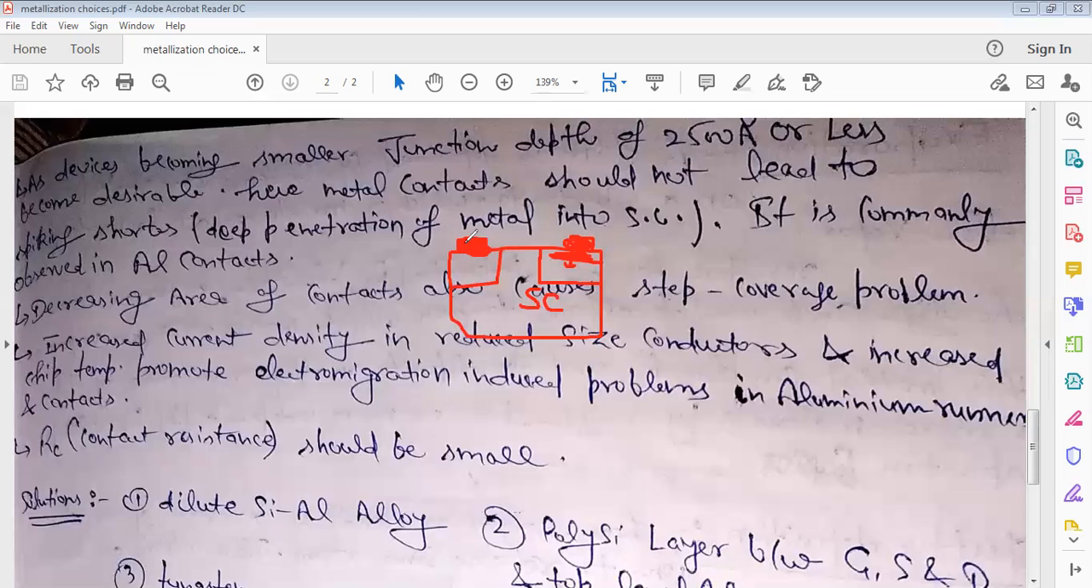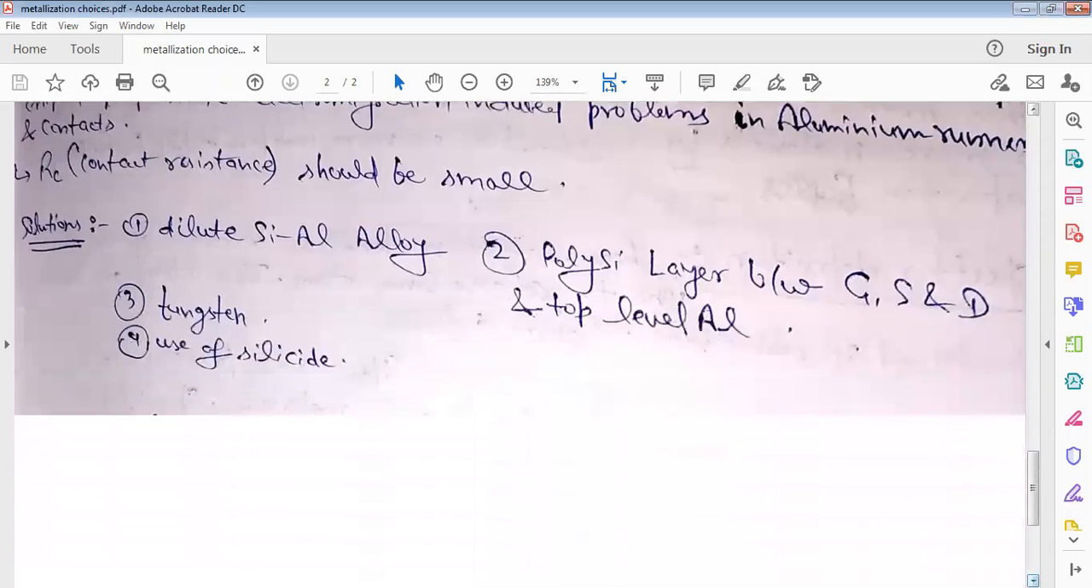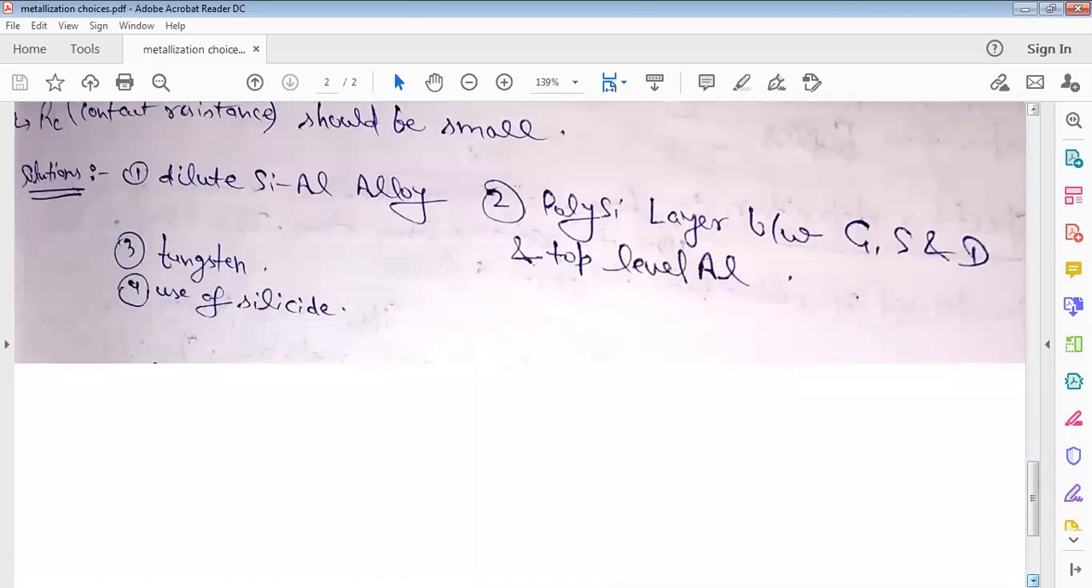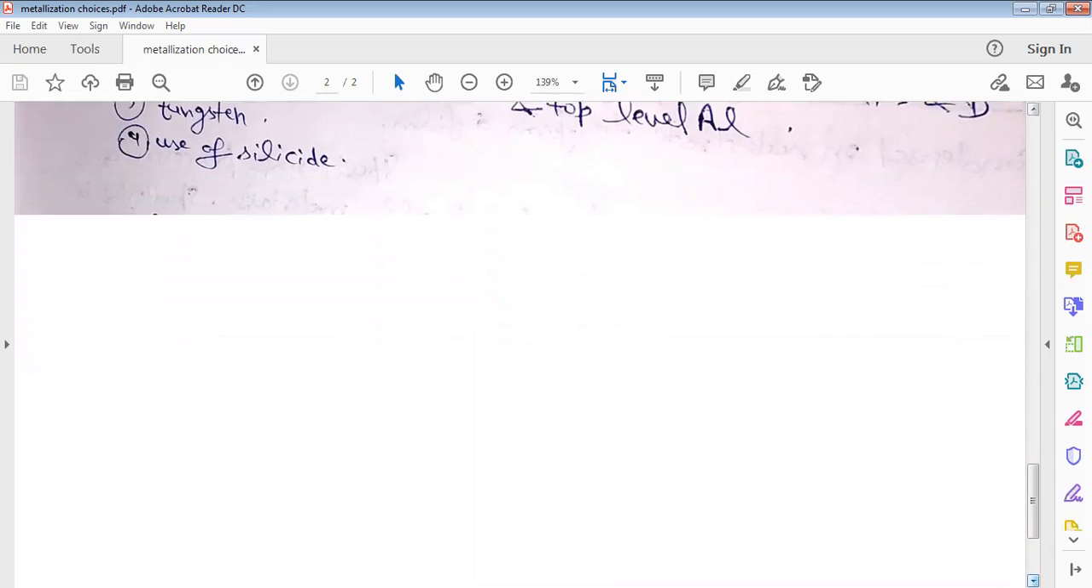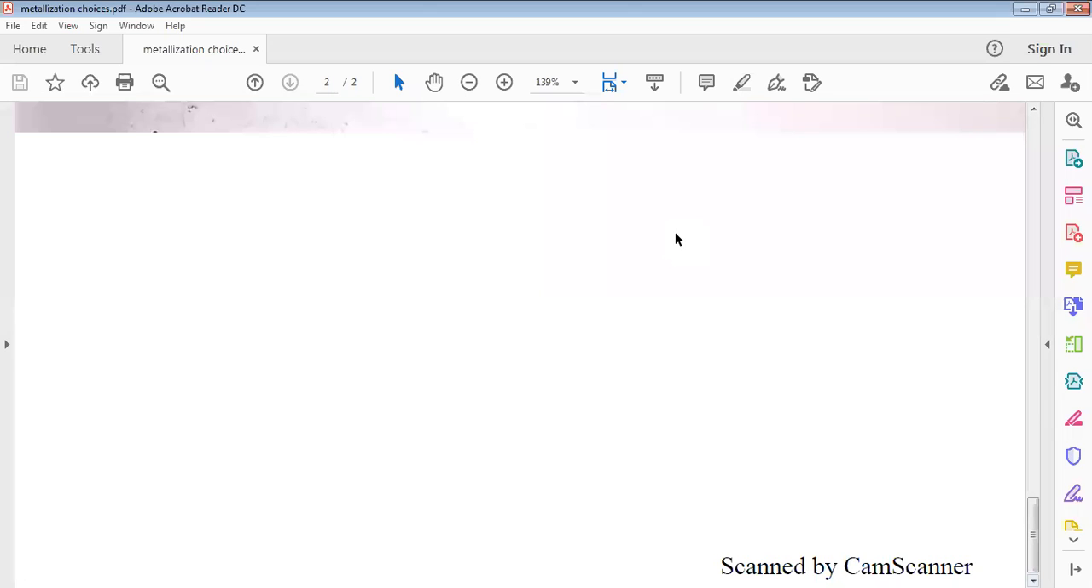Another thing that we have already discussed is the contact resistance. So contact resistance should be kept small. So what are the solutions for that? Many solutions have been proposed. We can use dilute silicon aluminium alloy. We can use a polysilicon layer between gate, source and drain and the top level of aluminium. We can use tungsten as well. Silicides can also be used. So these are the metallization choices.